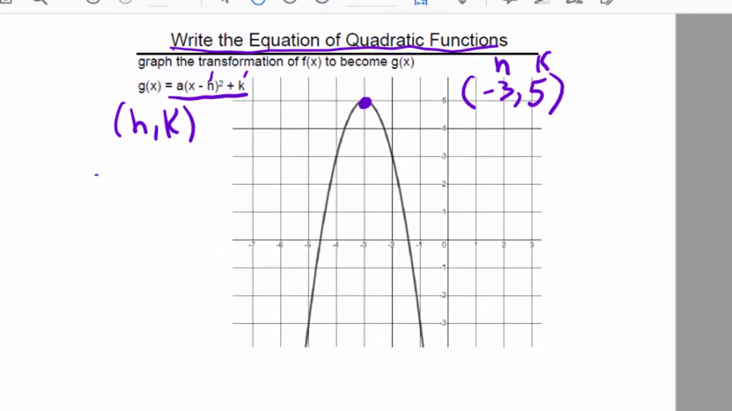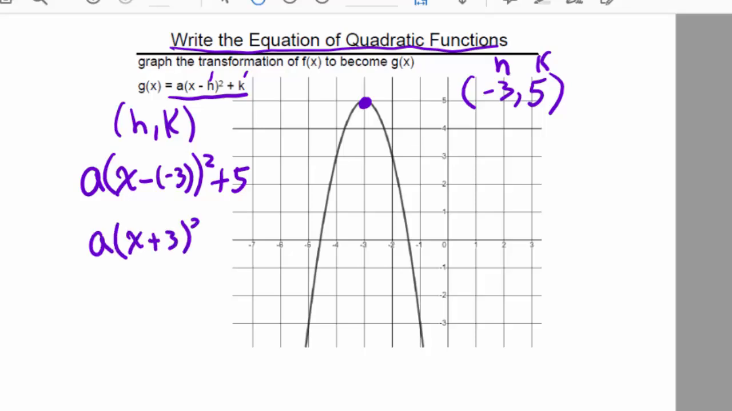So if I were to rewrite that formula, I have a times x minus a -3 squared plus 5. And if I simplify that a little bit, a times x plus 3 squared plus 5. So the only thing I'm still missing here is the a value. Well, we can calculate the a value by doing a little substitution. So I can substitute the x and the g of x by using a point from the graph itself. So let's say I choose this point right here, which is at -2, 3.